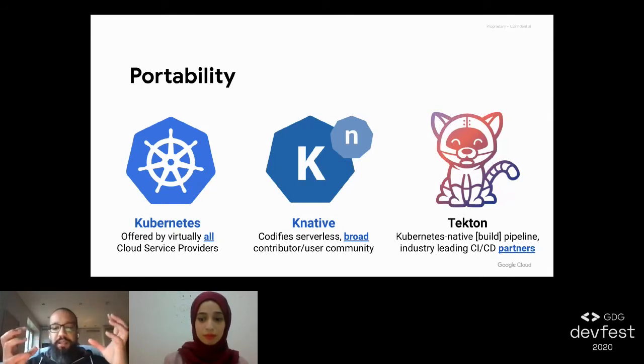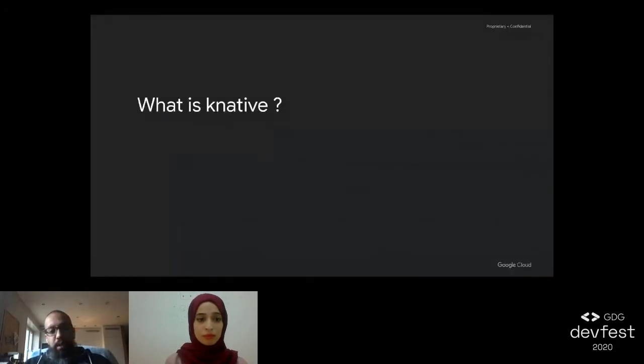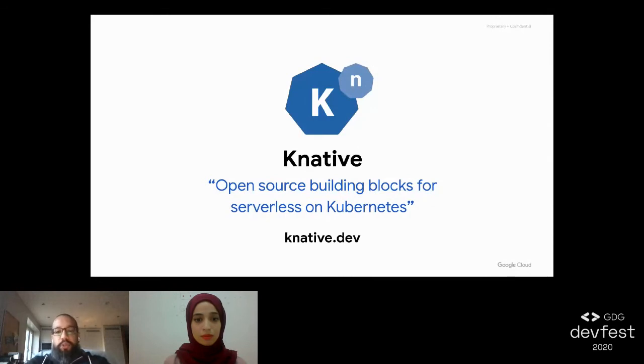Initially, Knative was built to do three things. One of them is actually being able to be a CI/CD platform, so a build platform. But later, that build function was disconnected and put into its own project called Tekton. So what is Knative? Knative is open source building blocks for serverless on Kubernetes. It's a bunch of pieces of code that has a unified API that allows you to run serverless applications on top of Kubernetes, essentially.